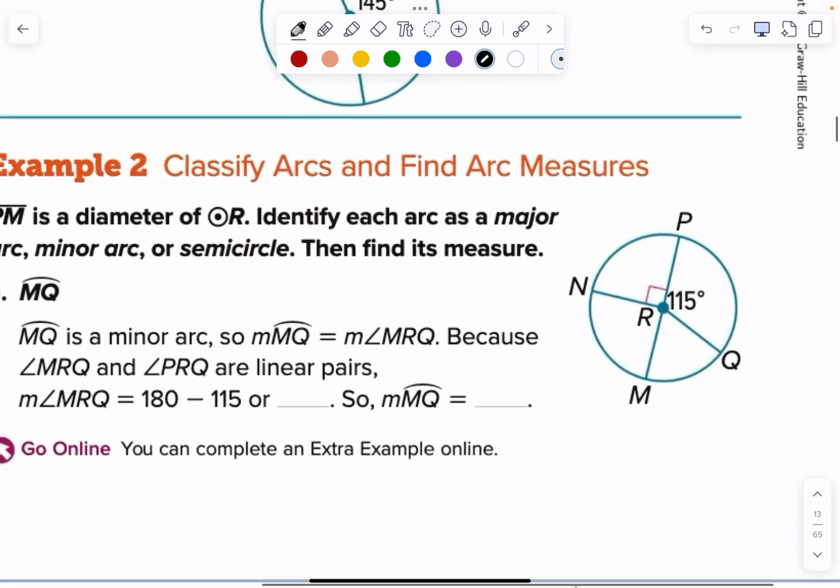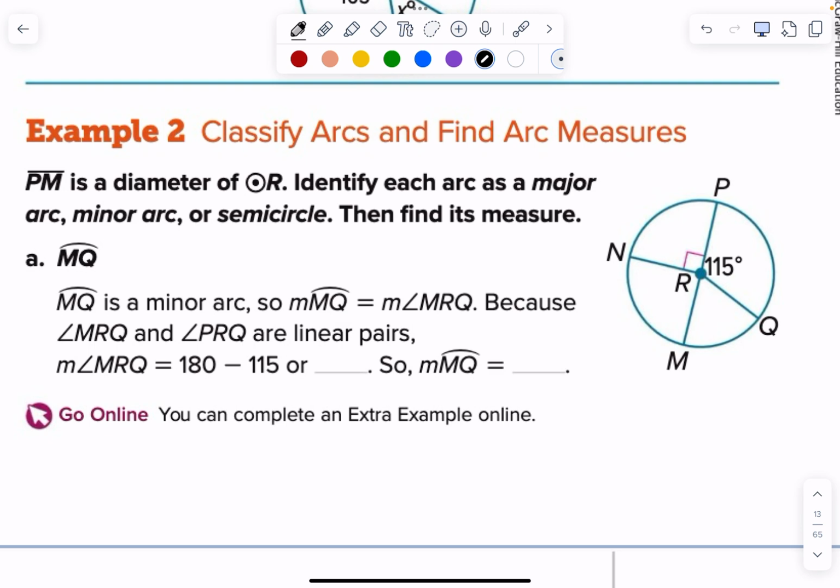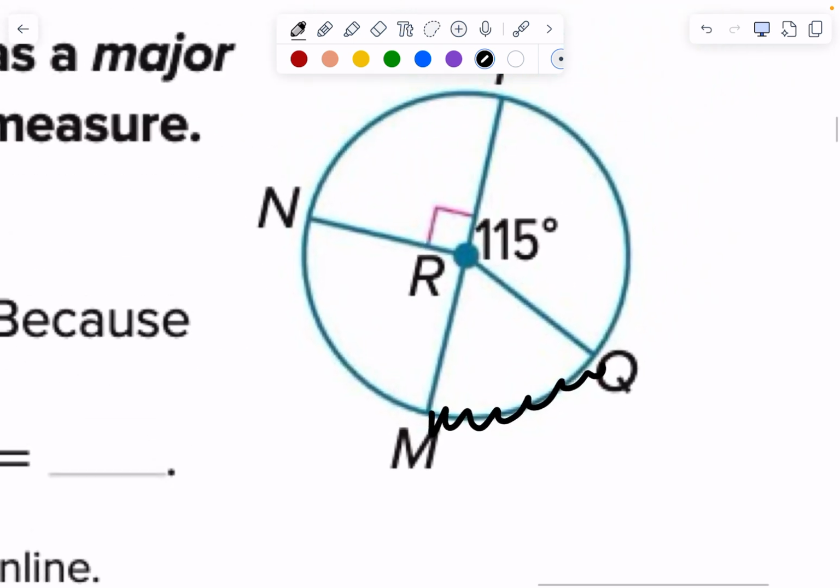Good. Go to example 2. Classifying arcs: major, minor, semicircle. Find its measure, MQ. How big is MQ? How many degrees is MQ? Is that a major, minor, or semicircle, do you think?